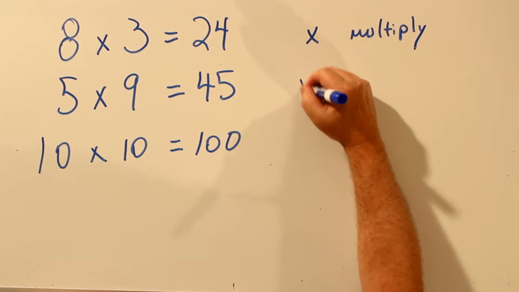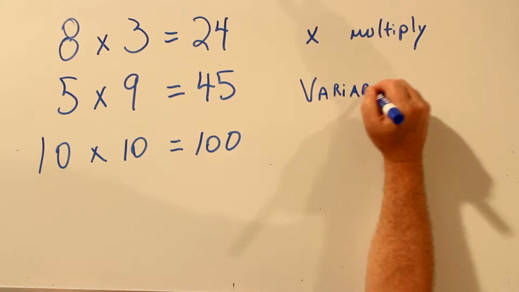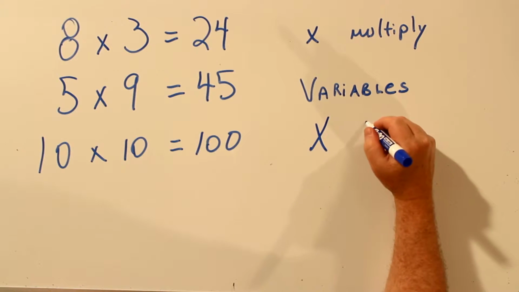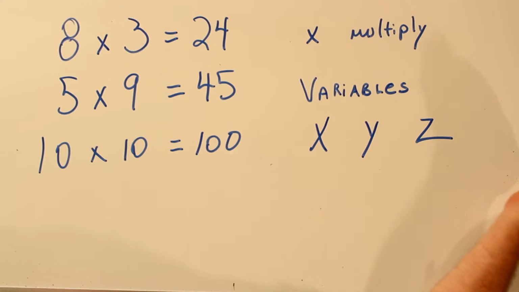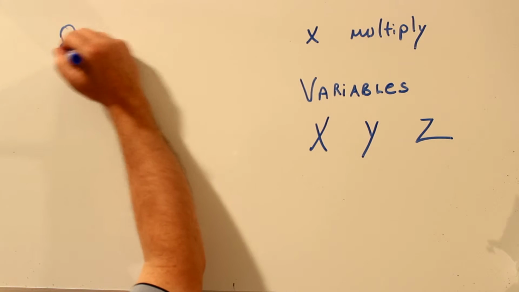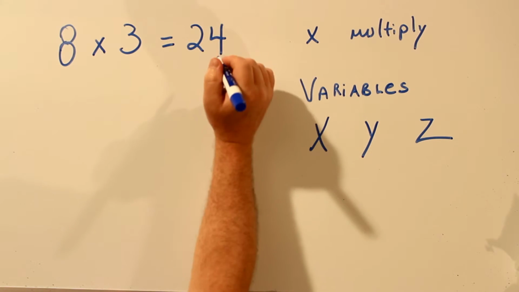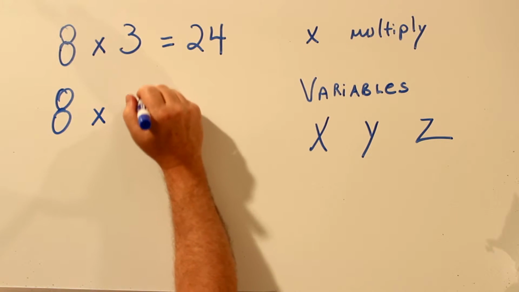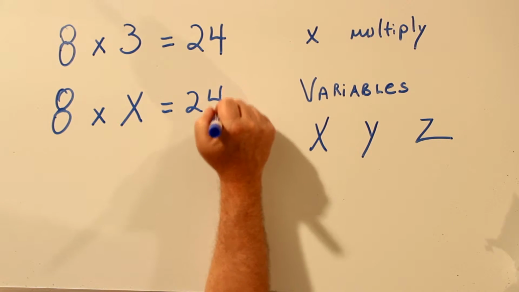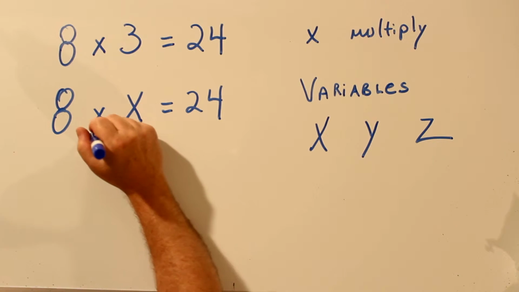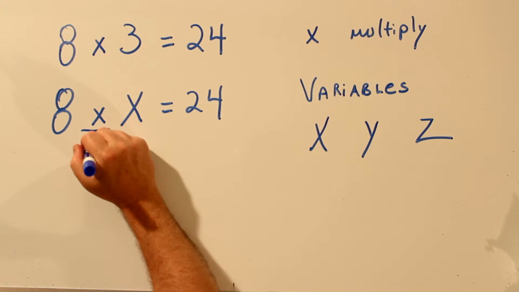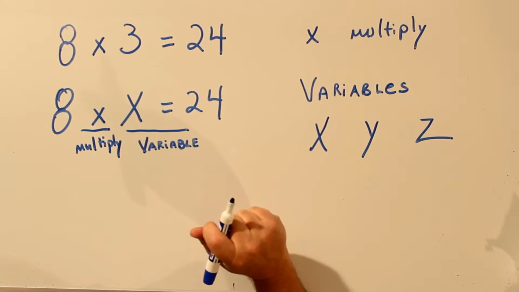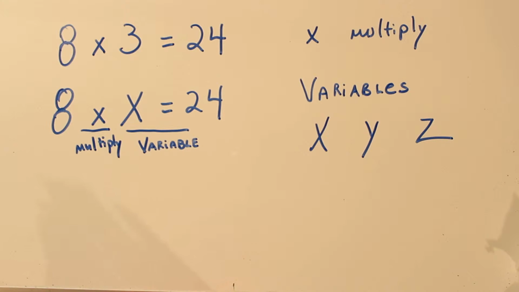When we start talking about variables in equations, we use letters toward the end of the alphabet for variables, like x, y, and z. So if we wrote 8 times 3 equals 24 and replaced the 3 with a variable x, it would look like this: 8 times x equals 24. The problem when using variables is this x means multiply, and this x is a variable. And it can get confusing as to what the x means in an equation.